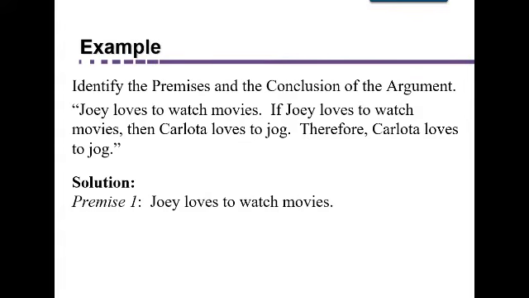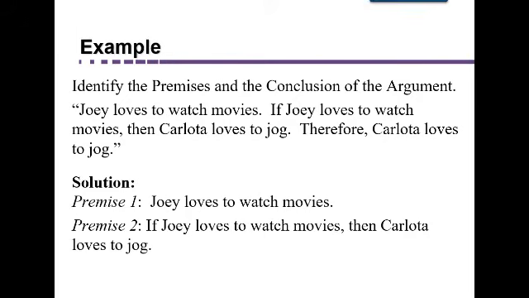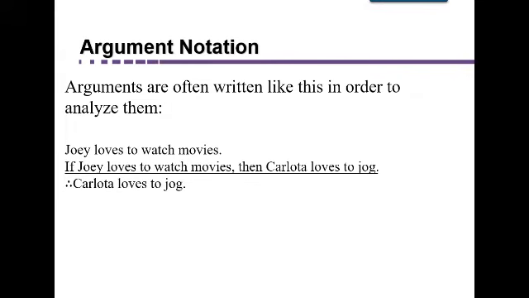The first premise is that Joey loves to watch movies. The second premise is, if Joey loves to watch movies, then Carlota loves to jog. The conclusion is that Carlota loves to jog. So we're assuming premise 1 and premise 2 are true, and then we want to see if the conclusion holds. We could write it like we did in the previous section.